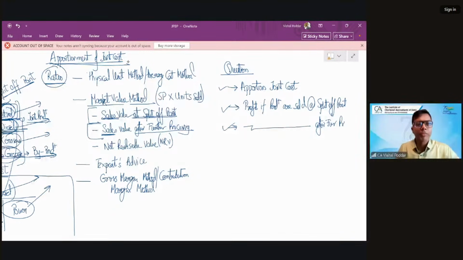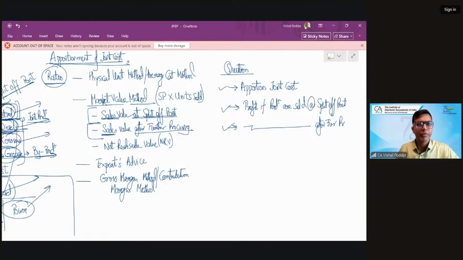Minu, please understand the language. What is the meaning of further processing? What you have already processed, when you are doing some extra work on that, that is further processing. So when I get my final product, I will further process it to make it a better final product. That is further processing. And if I'm selling it after doing that, then that is called sales after further processing.